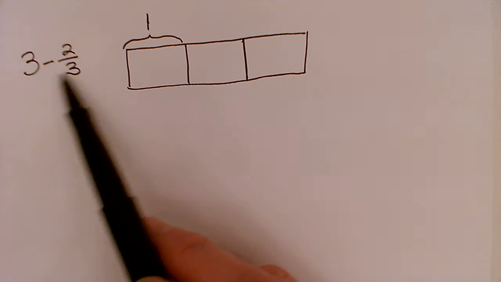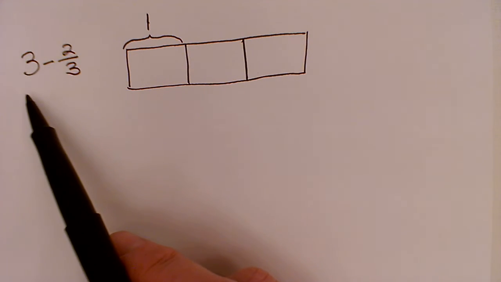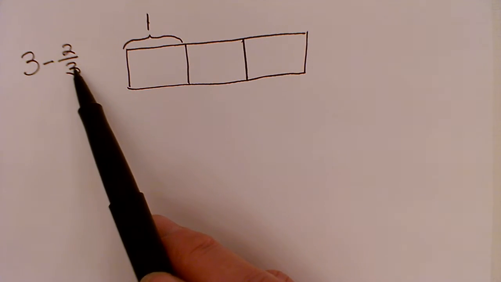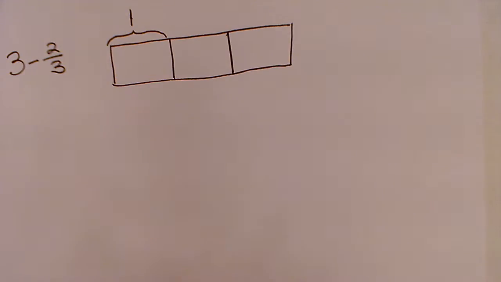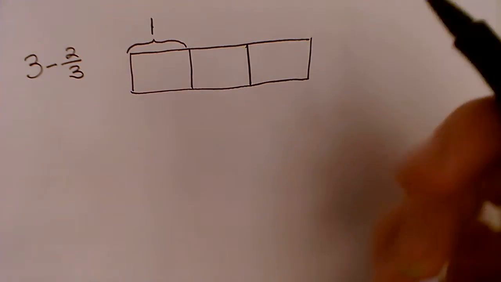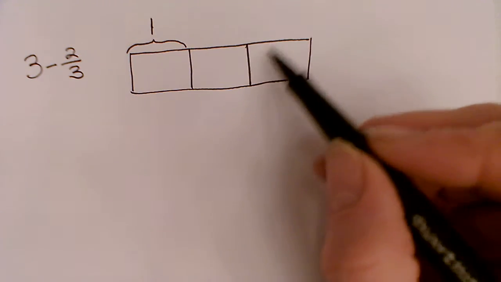I don't know how to subtract this right now, because I have 3 wholes, which is really 3 over 1, and I have 2/3. Well, this has a denominator of 3, of thirds. That's not going to work for this problem. So what I need to do, oops, sorry about that, I jiggled this, is I need to decompose this one over here, this last whole number.